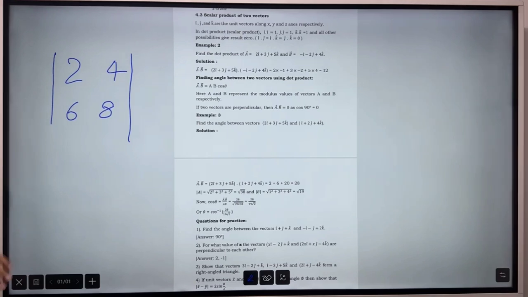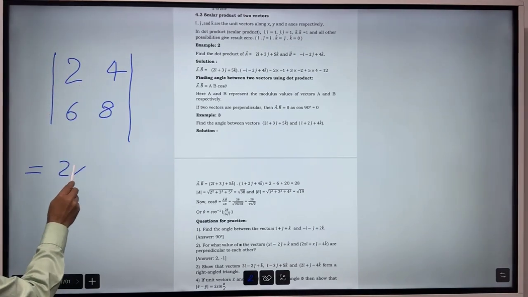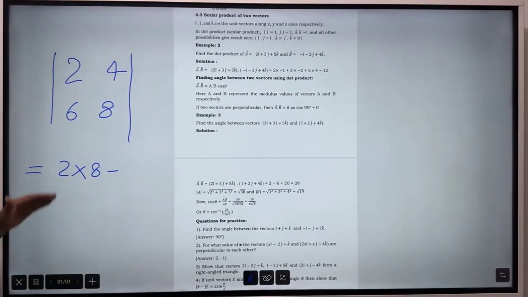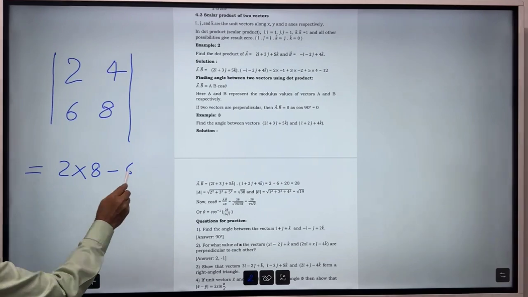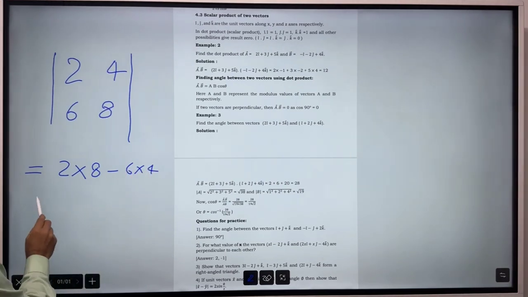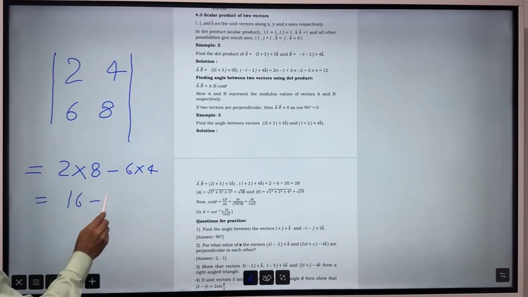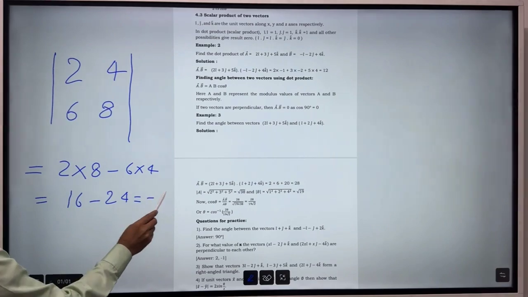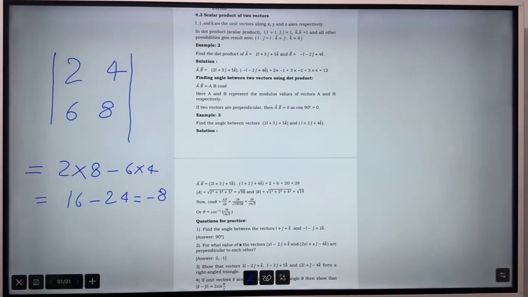So how to solve it? These vertical lines are called a determinant. First you will multiply 2 into 8 minus 6 into 4. So you will get 16 minus 24, which will be minus 8. I think you have understood.